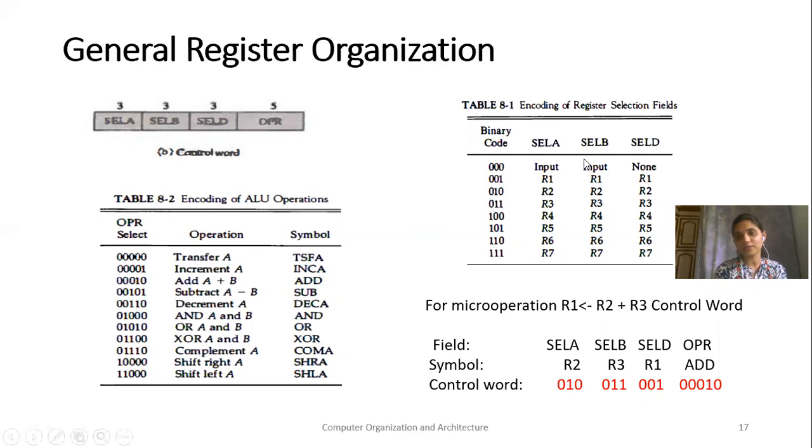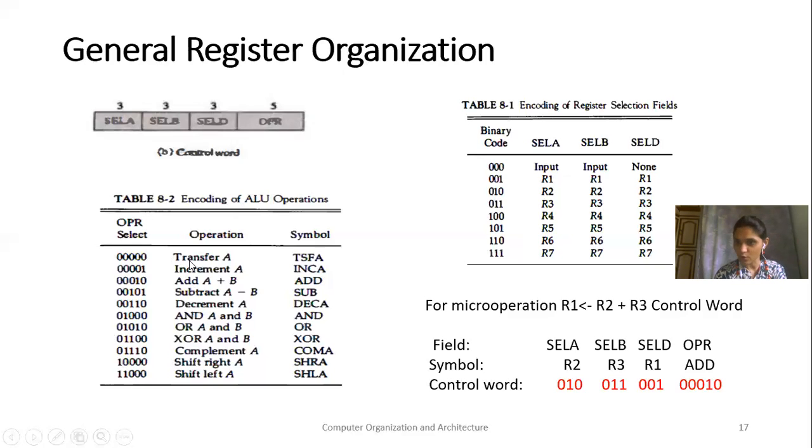Address of that register you have to use for this 3-bit selection of select A, B, C. Sorry, A, B, and D. Here for the 00 code you are using input from the input register. And the next 5 bits will denote your operation, and these operations are listed over here.